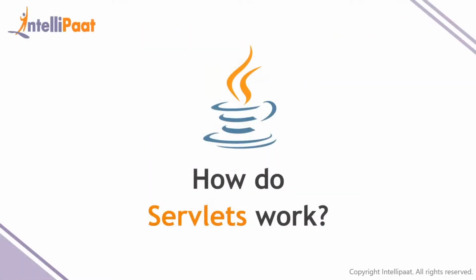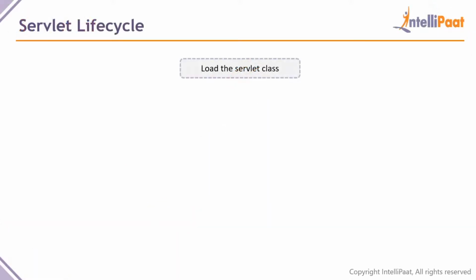So let us understand now how servlets work. What is their life cycle? Essentially, the first thing that you'll do is load the servlet class. You'll import it firstly. Once you've imported the servlet class in your Java program, the next thing you'll do is instantiate that servlet, so you'll create an object out of that class.